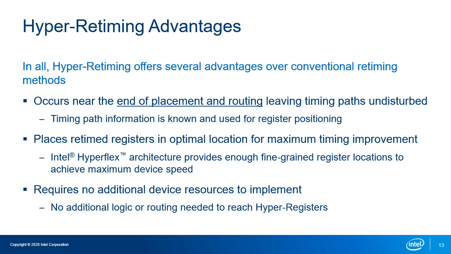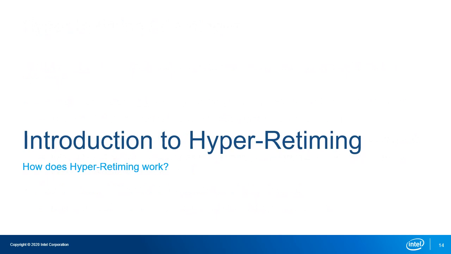This is not to say the ALM registers and physical synthesis retiming do not have a place in optimizing for performance. They most certainly do. But an important strategy in achieving the highest performance possible in devices with the Hyperflex architecture is designing for the use of hyperregisters. Next, let's see how the hyper-retiming process works.